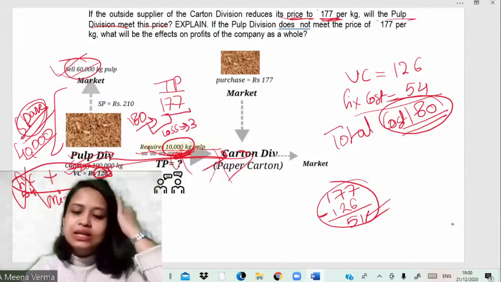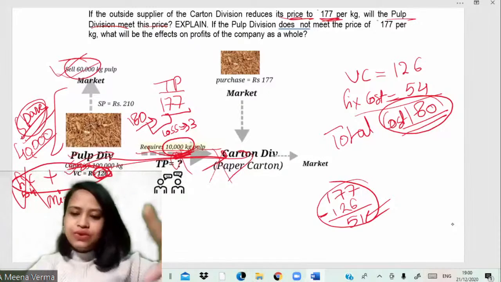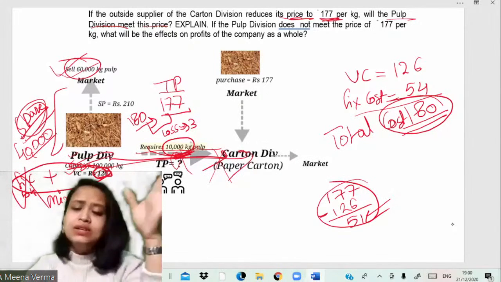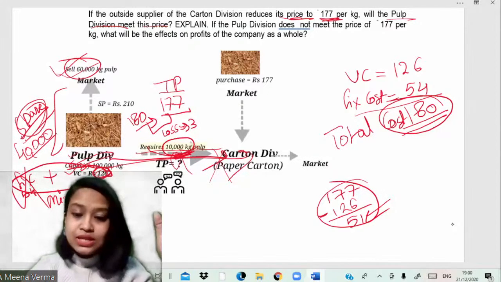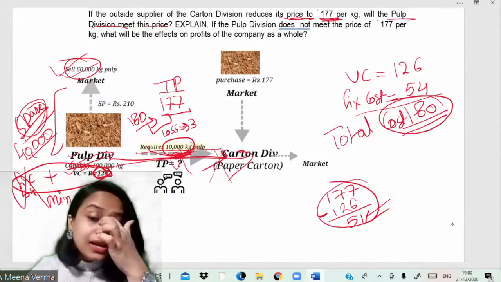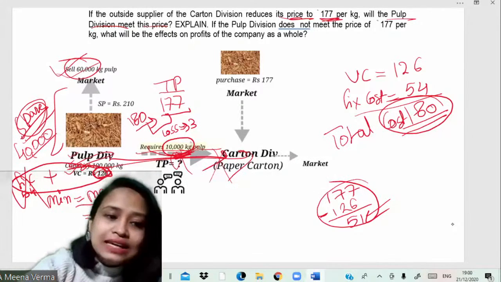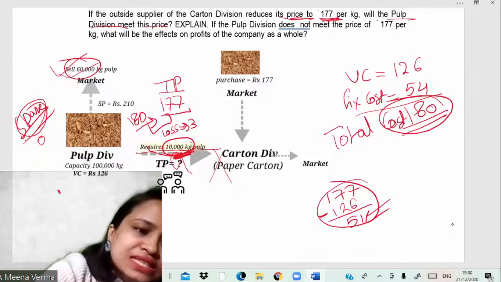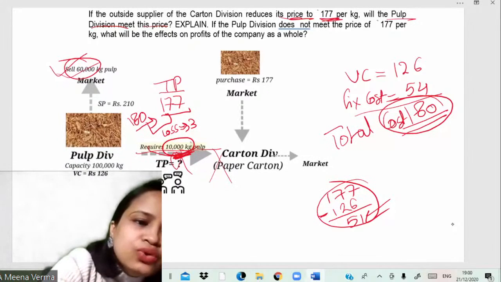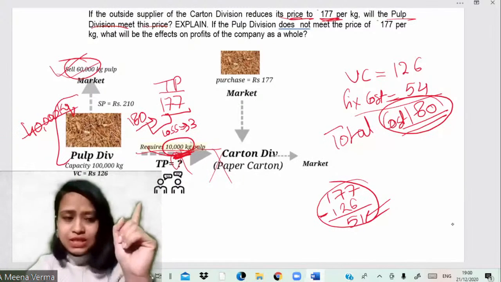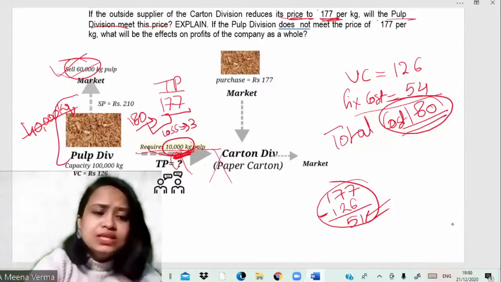I hope it is clear. Since you have to incur this fixed cost whether you accept the proposal or not, this fixed cost is not relevant for us to take the decision. And that is why we have already discussed that in case you have spare capacity, and you can see here, you have spare capacity, you can produce 40,000 kg more of pulp.